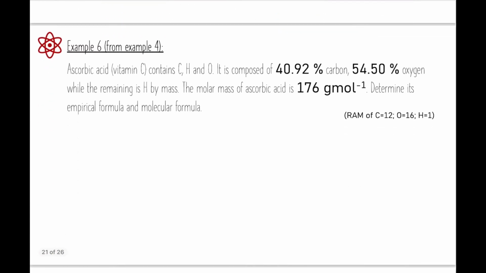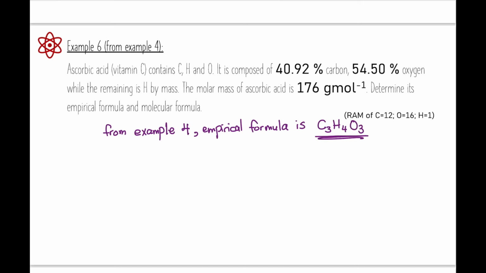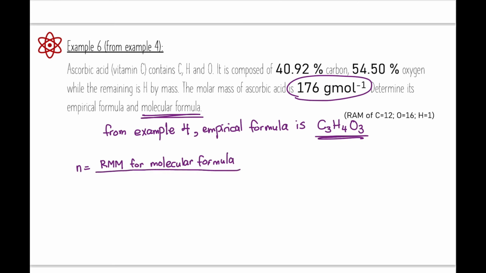Let's have a look at this last example. This question is from example 4. From example 4, we found out that the empirical formula for ascorbic acid is C3H4O3. From the question, the molar mass of ascorbic acid is 176 gram per mole. This value is similar to the relative molecular mass for molecular formula. Therefore, we can use this value to calculate the value of N.